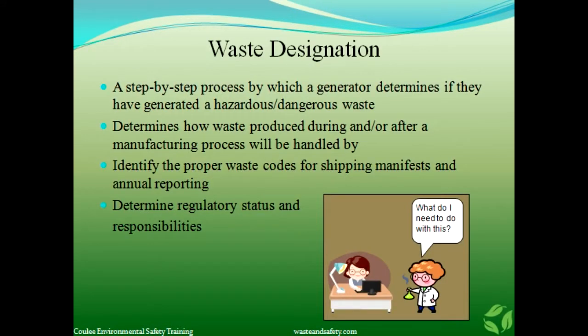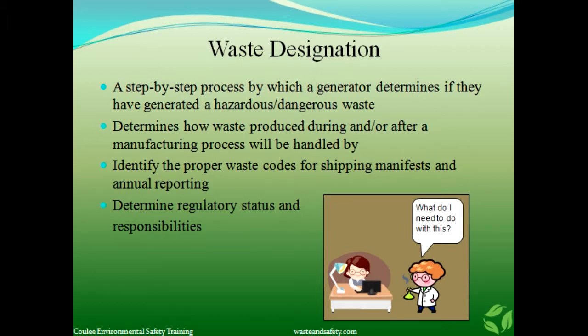Waste designation is a step-by-step process by which a generator determines if they have generated a waste and if that waste will need to be managed as a hazardous or dangerous waste or simply as a solid waste. This information is critical in determining how waste produced either during and or after a manufacturing process will be handled by the generator. Proper waste designation allows generators to apply the correct waste codes on shipping manifests and annual reports. Waste designation is also used to determine a business's regulatory status and responsibilities.